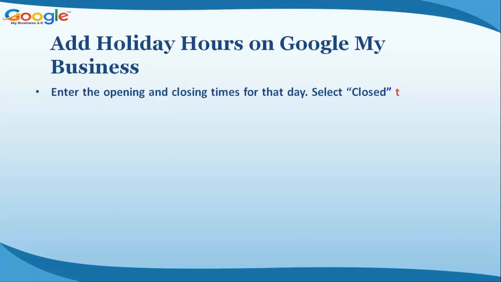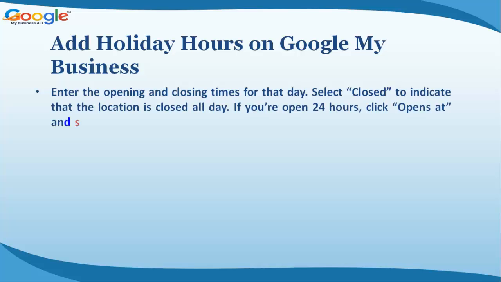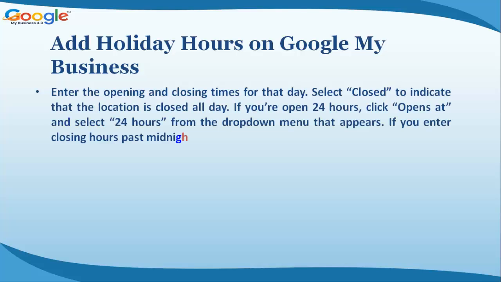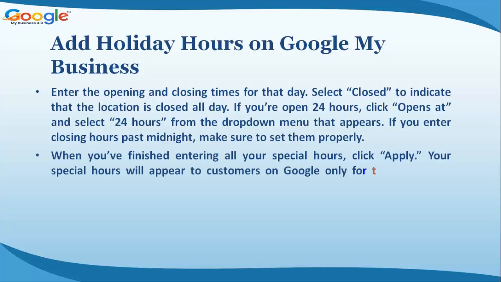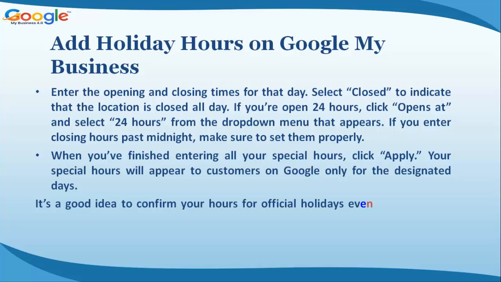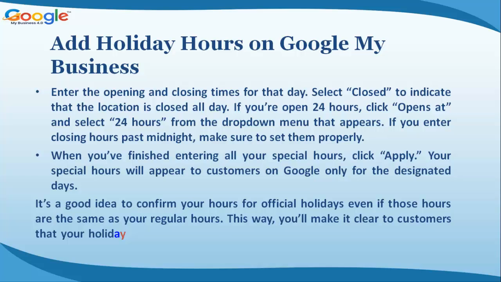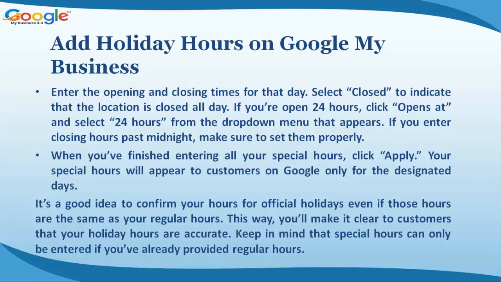Enter the opening and closing times for that day. Select Close to indicate that the location is closed all day. If you're open 24 hours, click Opens At and select 24 hours from the drop-down menu that appears. If you enter closing hours past midnight, make sure to set them properly. When you've finished entering all your special hours, click Apply. Your special hours will appear to customers on Google only for the designated days.